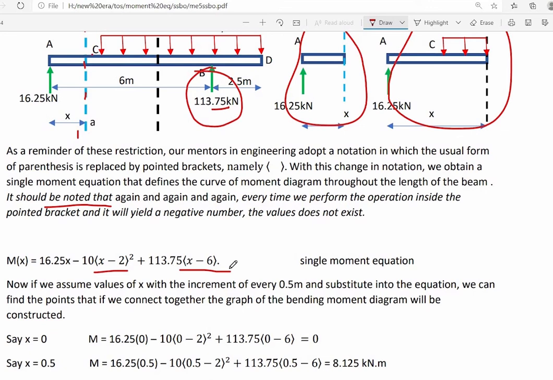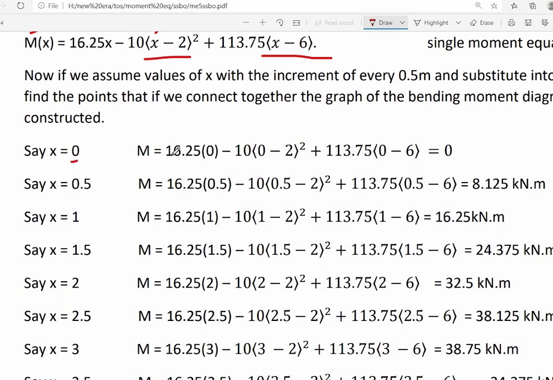If we now assume values of x with an increment of 0.5 meters and substitute into the equation, we can obtain a corresponding value of M, and from that data we can construct the bending moment diagram of the beam. If we replace the value of x with 0 in all the terms of the equation containing x, we can solve for the value of M at x equal to 0, and that is equal to 0. The second term of the equation will not exist, and 0 minus 6 is negative 6. The third term of the equation will also not exist.